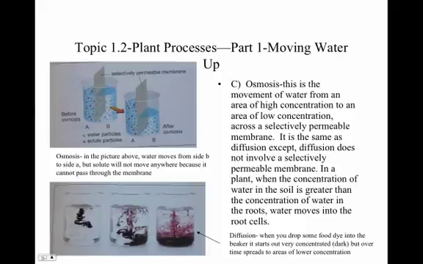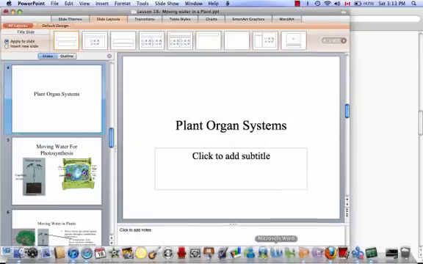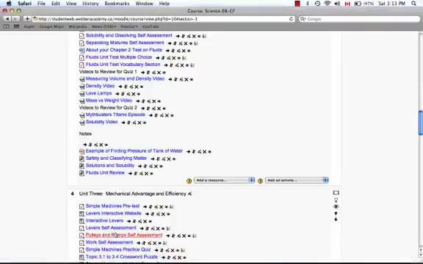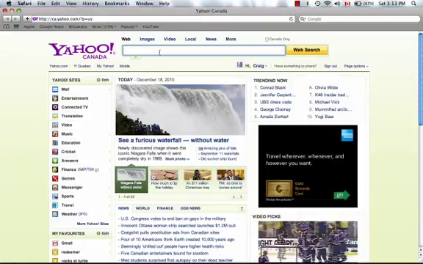Just a review, don't forget osmosis at the roots happens, and so we already know how osmosis works. Let's look at a quick video clip now of how plants take in water through the process of osmosis.